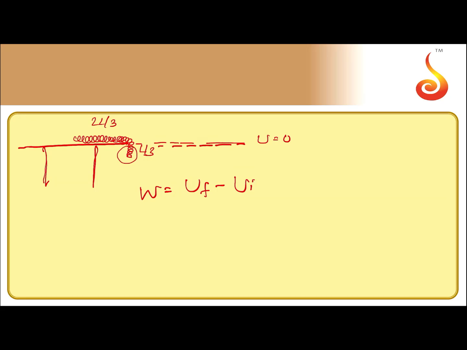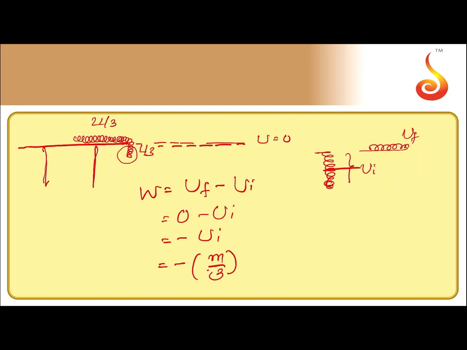Now if you look at this hanging part, which was like this, it occupies the table. So we need to find the potential energy of this hanging part initially, and of course finally it becomes 0. So this is 0 minus Ui, or minus Ui. Now let us see how to find it out. What is the mass of the hanging part? Isn't it M by 3? Yes. 1/3 is hanging, so its mass must be M by 3.